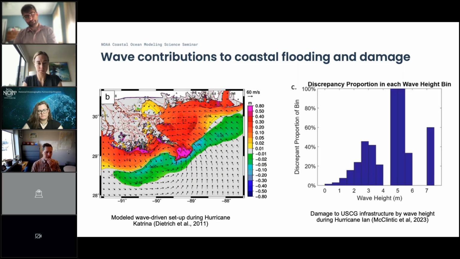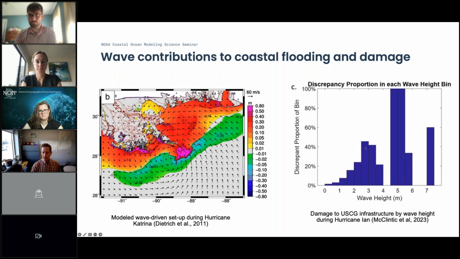Here are just a few continuing examples in terms of motivating why to do this study. Here's a publication from Dietrich et al. looking at Hurricane Katrina and talking about the wave-driven components of setup and the surge that occurred at the coastline here. So these contributions are on the order of 1 meter that the waves are adding in addition to the other processes, the wind-driven setup and the inverse barometer effects. So this is part of understanding and predicting coastal flooding: getting the wave-driven part correctly.